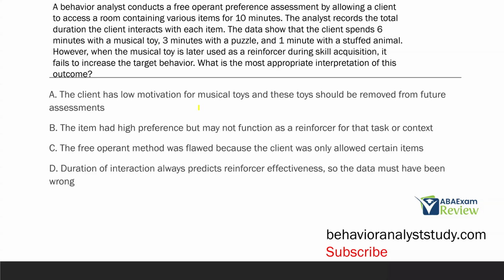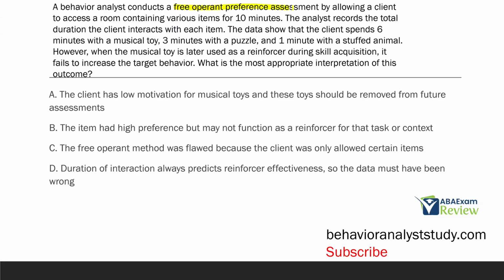Now, you might have seen the question and felt a little panic because of how long the question is. We've got to get over that. We're not judging anything by length of question or length of answer choices. We're just taking the same approach each time. Attack, attack, attack. So how are we going to interpret this outcome?